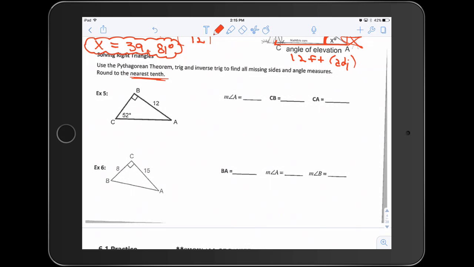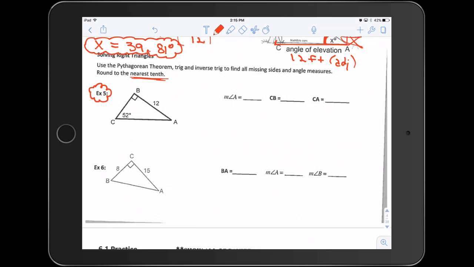Now, looking at this, these two are right triangles. I'm going to say this is the one you're going to do for me to prove to me that you know how to do it. I'm going to demo example number 6. So when you come in and check this off, I'm looking to make sure the work and the answers for example 5 are correct.